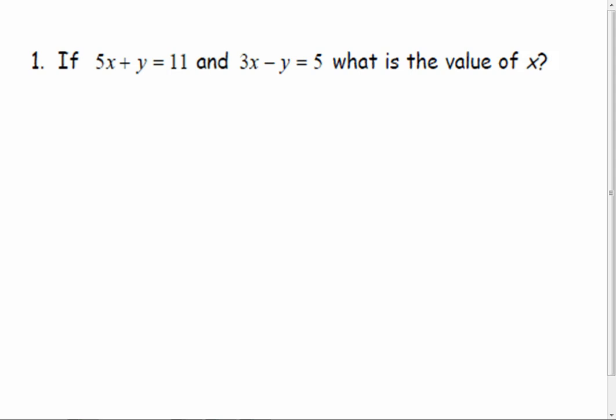Okay, this is a little worksheet which you don't have, and it's on this one. But it says if 5x plus y is 11 and 3x minus y is 5, what is the value of x? Yep, you do have it there. I had it on another worksheet, but it's problem number 1 on here. So what I'm going to do is line them up. Some of you don't like to rewrite things, but it's better to rewrite them so we get it right.